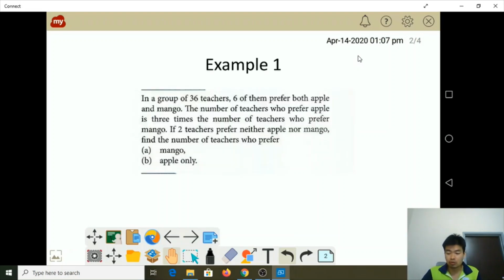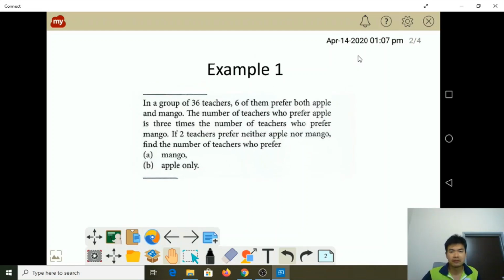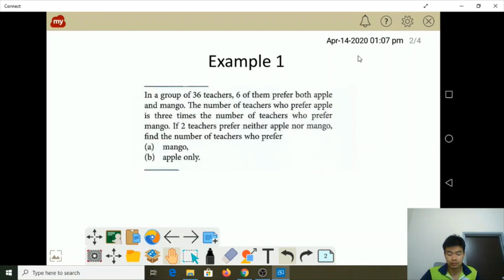This is the question I picked, which I wish to discuss with all of you. We're going to read the question together. In a group of 36 teachers, 6 of them prefer both apples and mangoes. The number of teachers who prefer apples is 3 times the number of teachers who prefer mangoes. If 2 teachers prefer neither apples nor mangoes, find the number of teachers who prefer mangoes only. So here we go.